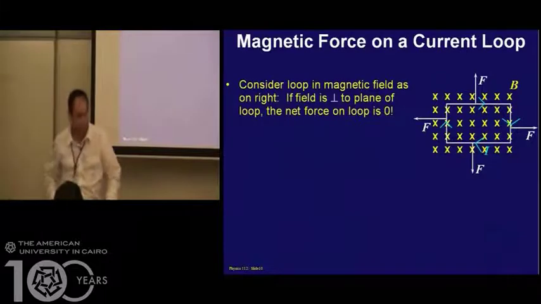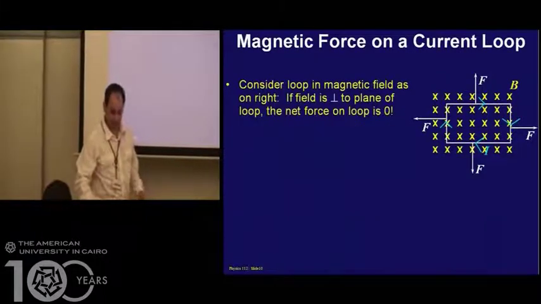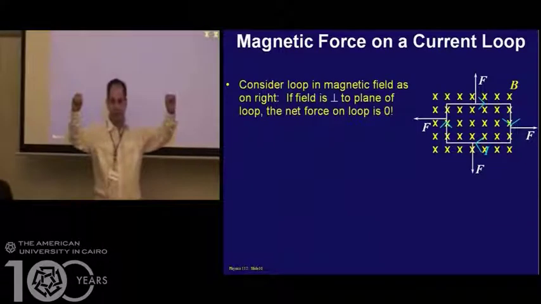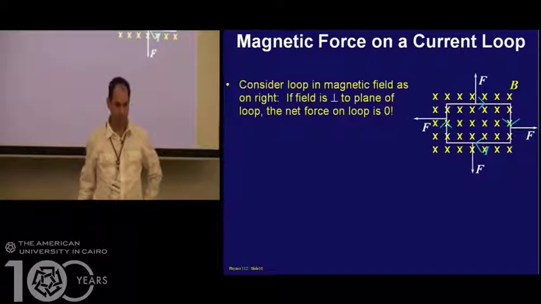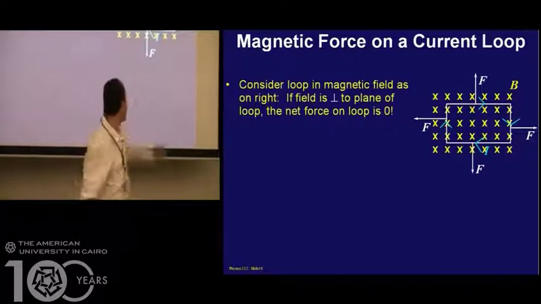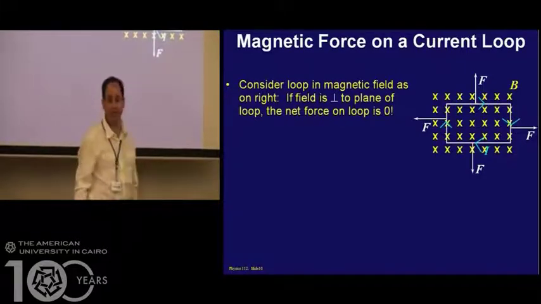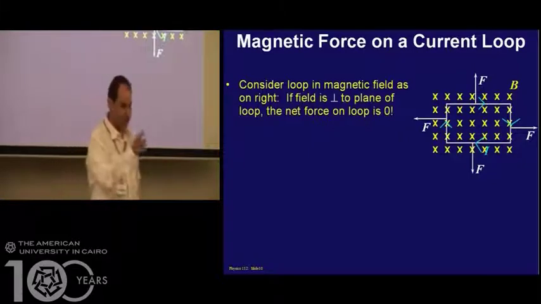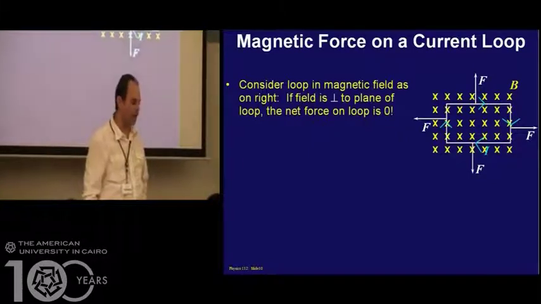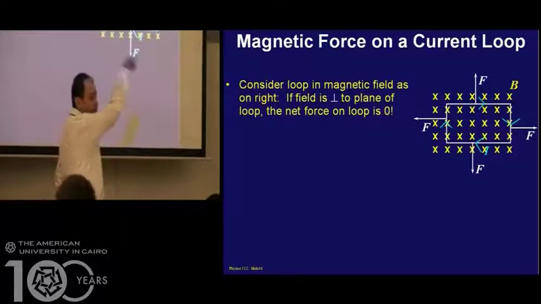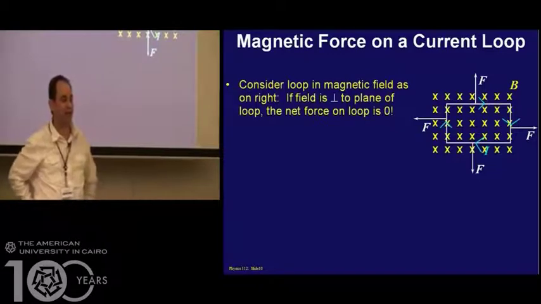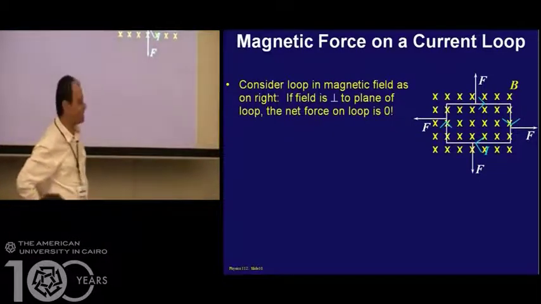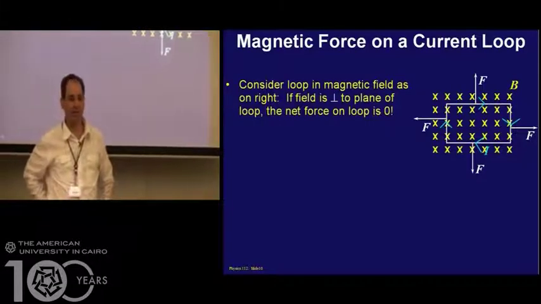Good. Now I have a piece of wire, and I'm going to form it into a rectangle, and that's the rectangle that you see. I will put that rectangle in a magnetic field. I'll assume that the rectangle has a current that flows clockwise. So the current in that rectangle is flowing clockwise. What is the net force acting on that wire?